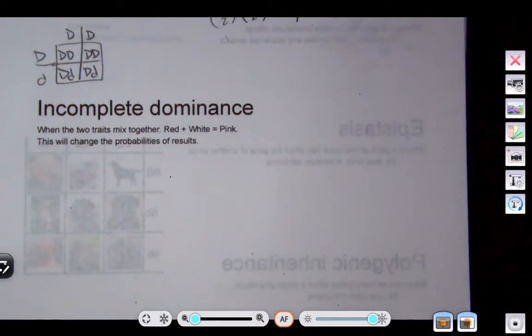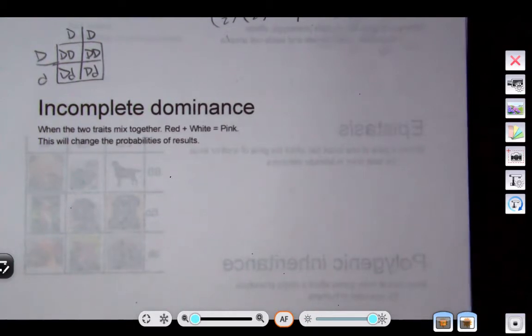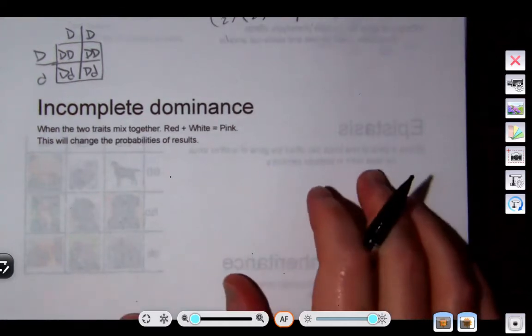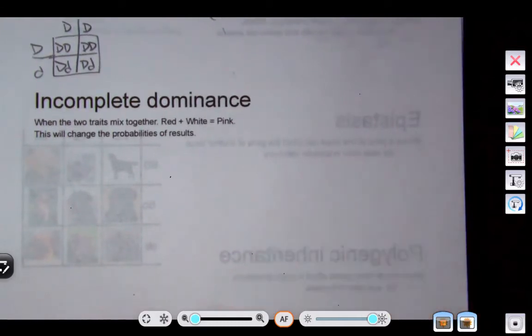One of those examples is what's called incomplete dominance. It's when the two traits, if you have both copies of the gene, one is big and the other's little, instead of the dominant one showing up, the recessive one and the dominant one mix together, and you end up with a combination of the two, like mixed. And this is going to change how the probability works. So an example might be if you have a red flower and a white flower, when they come together and you have heterozygous, they make a different color.